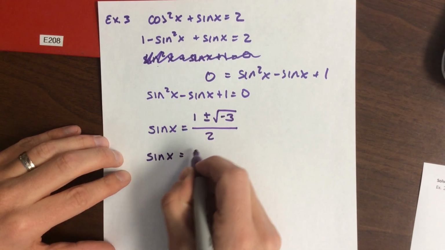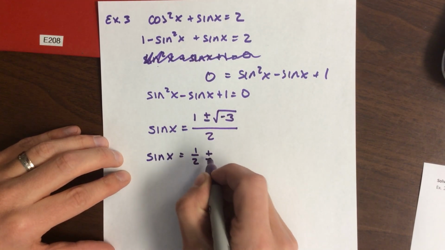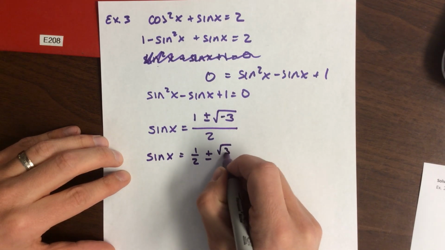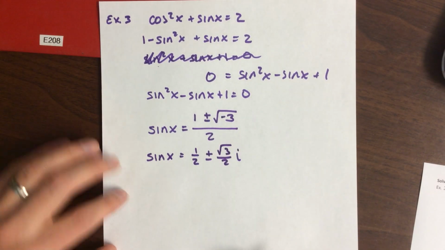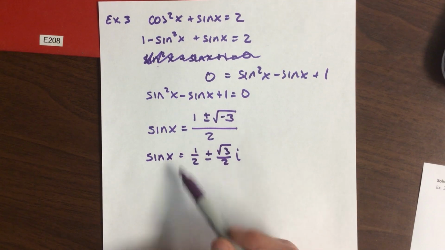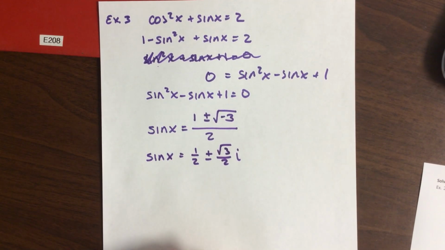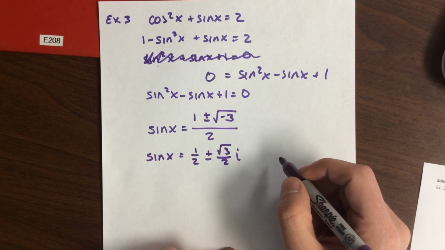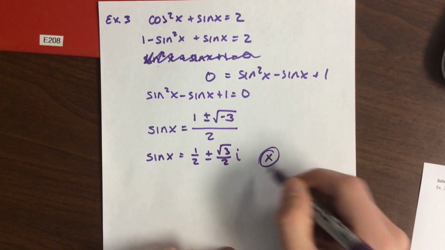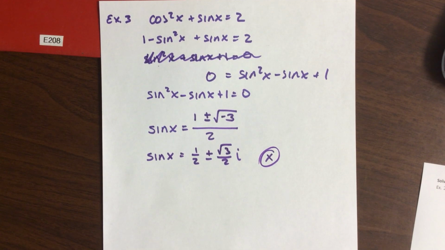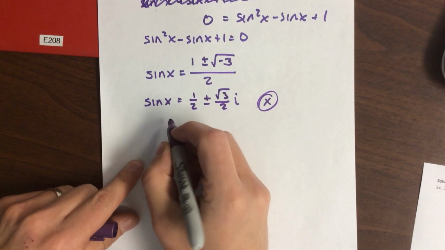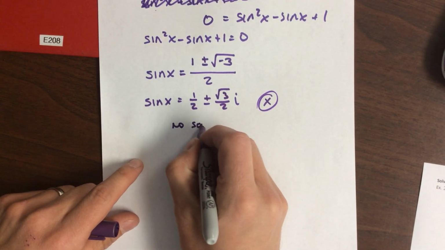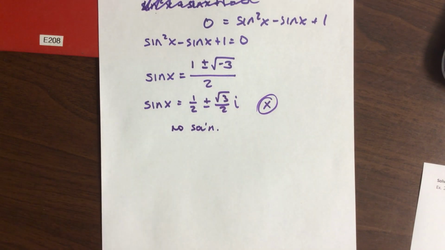Where does this show up on a unit circle? All right, we're done. No solution. Unless I made a mistake somewhere, which is a possibility. But otherwise, there's no solution.